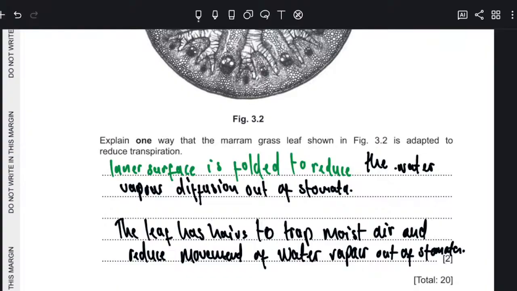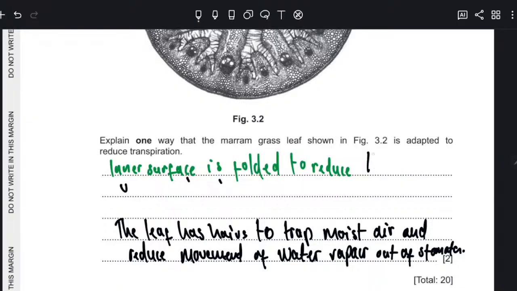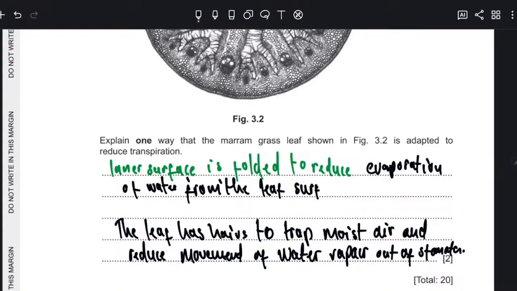This one, if you can say inner surface, you can say it also reduces water vapor diffusion out of stomata, or you can say it reduces evaporation. That's another way. To reduce evaporation of water, of course, from the leaf surface. Right, this is what you have.